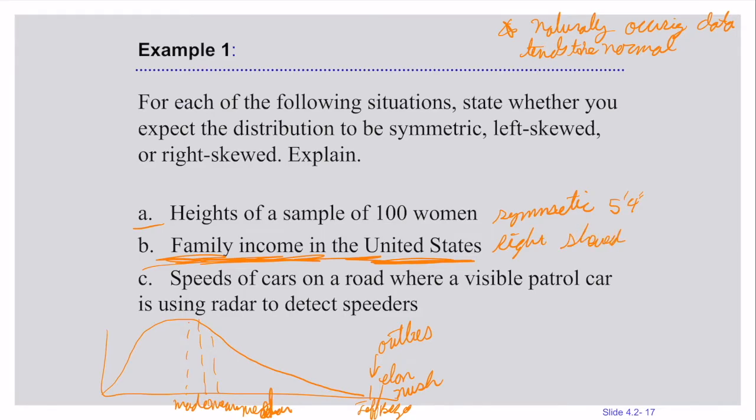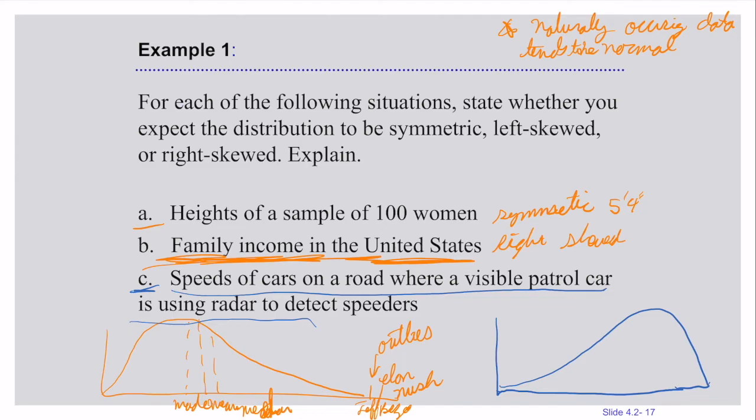Next, let's talk about example C. When we're looking at speeds of cars on a road where a visible patrol car is using radar to detect speeders. When I am driving, I always drive really slow, let's be completely honest. But a lot of people, when they see a police officer, slam on their brakes and slow down. So that means we're going to have some outliers. We're going to have some really slow people, and most people going the mode speed, which would be closest to the speed limit. Some people are going faster, most people are going slower. We have some outliers. So this would be left skewed.